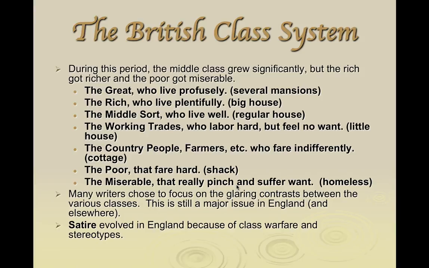This was how he saw the differences between the classes. And he believed first they had the great who lived profusely. The great would have been people in the upper echelons of the nobility in Great Britain during this time period. These are people who would have several mansions in several countries. In America, our equivalent would be like Mitt Romney, even. He famously has a number of houses across the country, as does Oprah and Bill Gates.